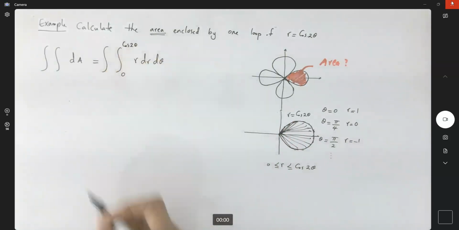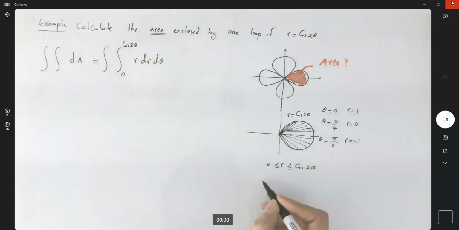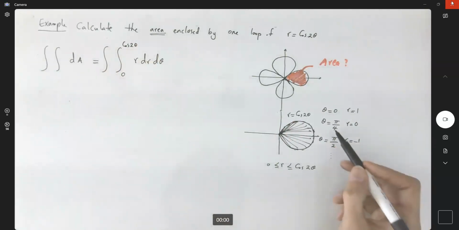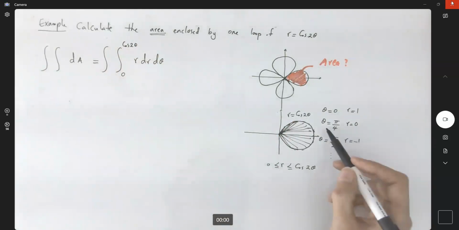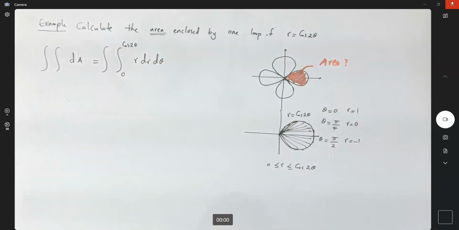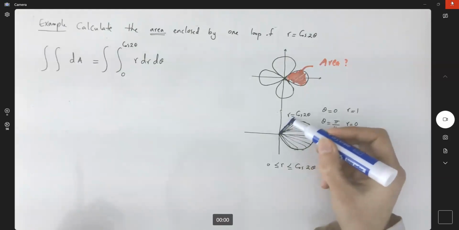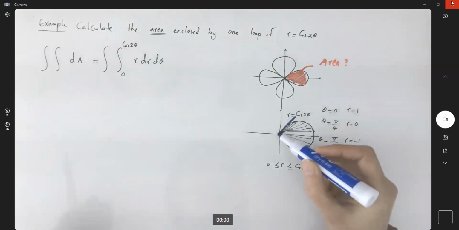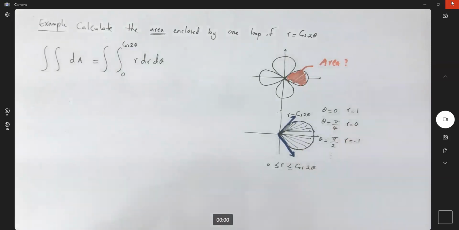Well, what about my theta then? So theta is equal to pi over 4, r becomes 0. Also, theta equals negative pi over 4, r becomes 0. Or by looking at the graph, here you're looking for these two line segments touching the graph, right?